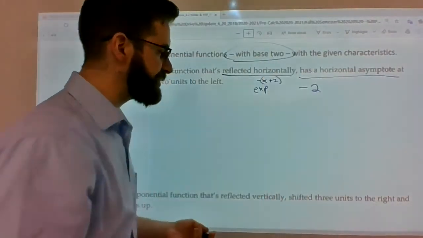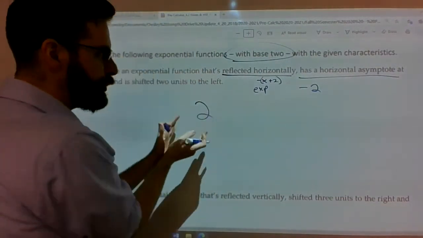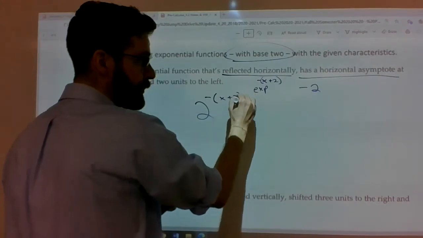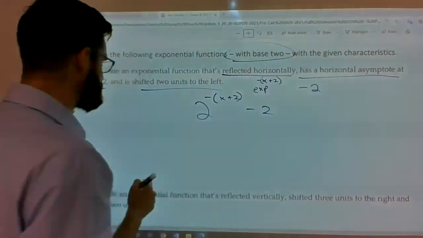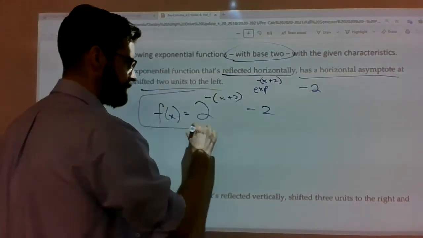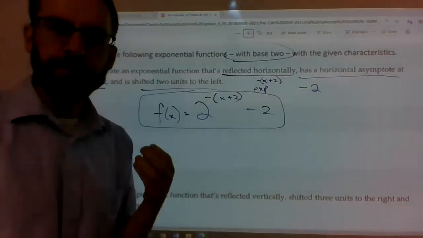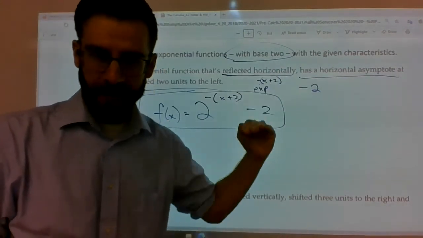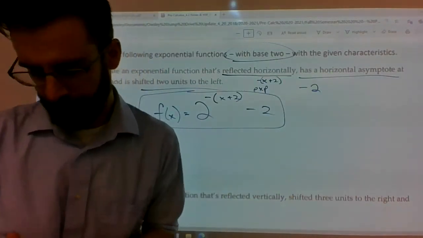If I say base 2, that means that the big number is 2. So it's going to be 2 to the negative, horizontal reflection, x plus 2, shifted 2 units to the left, and then the -2 is the horizontal asymptote at y equals -2. If it's a function, maybe I'll just call it f of x, and there's your answer. So we're just building a function using our understanding of how the structure of the equation yields both shifts up and down, shifts left and right, and reflections both vertical and horizontal.